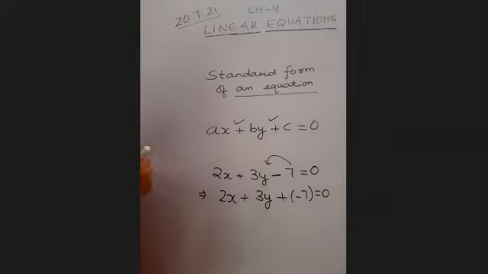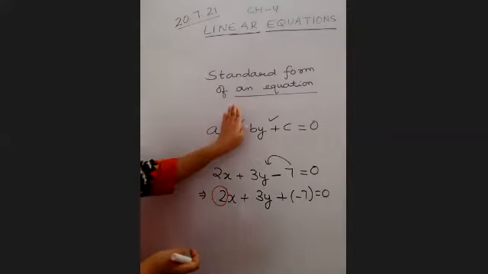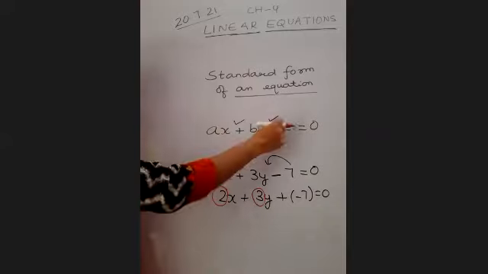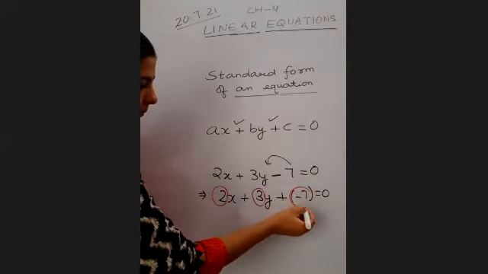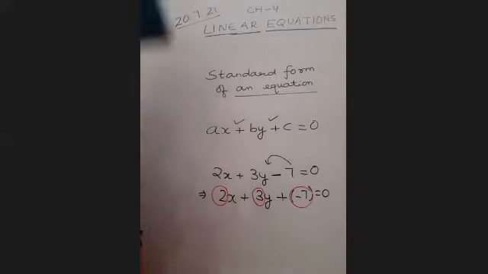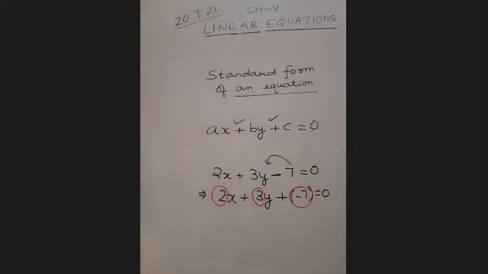Now if we compare these two equations, what is the value of A? 2. A is the coefficient of x. What is the value of B? 3. And what is the value of C? -7. Okay? Is it okay, children? Yes, ma'am. That is how we define standard form of an equation.